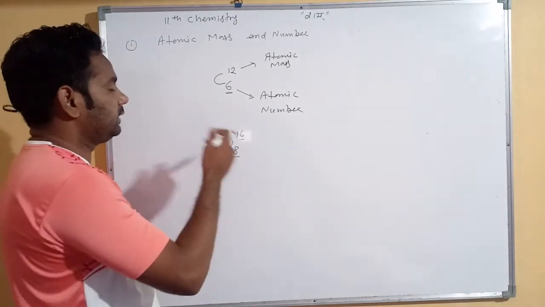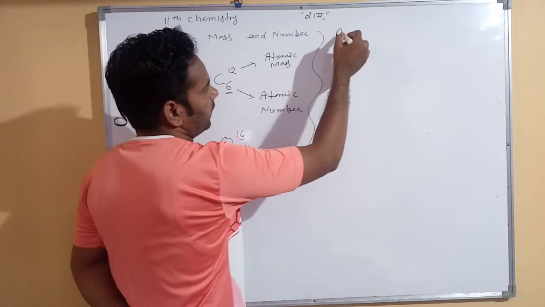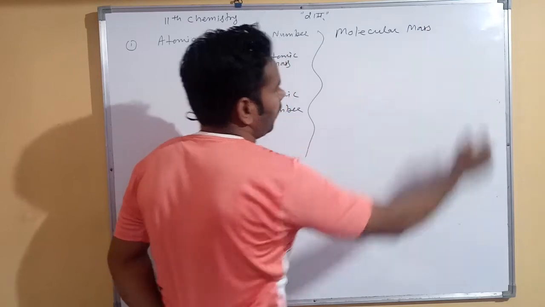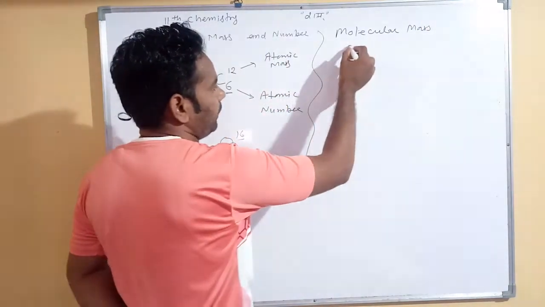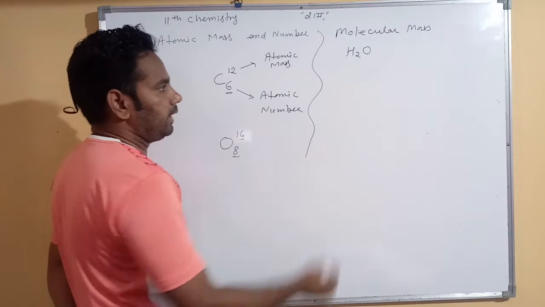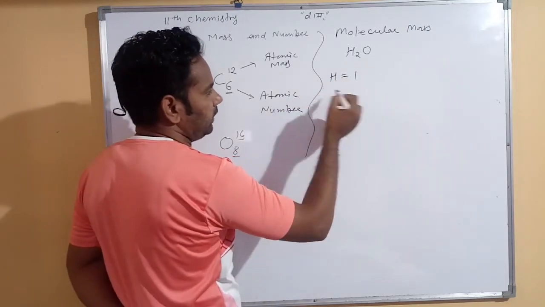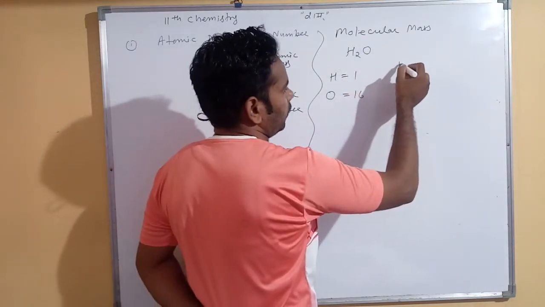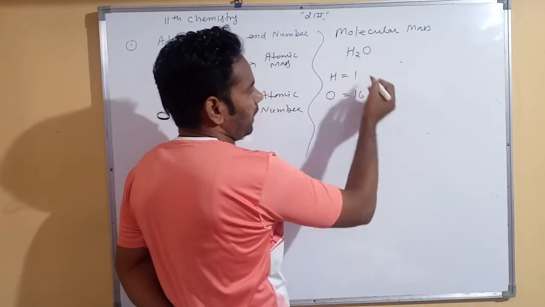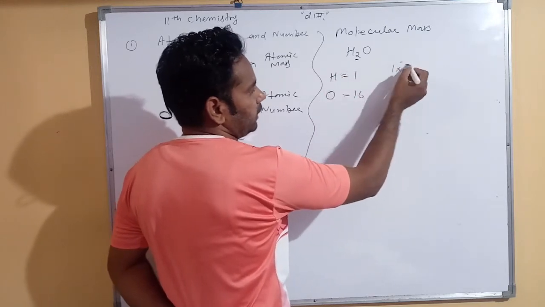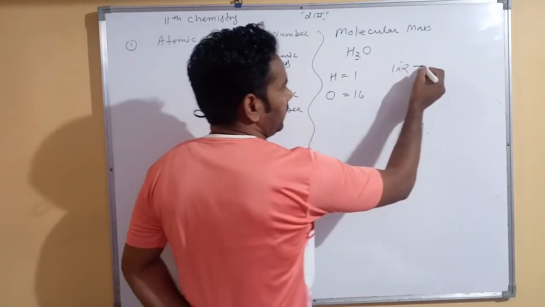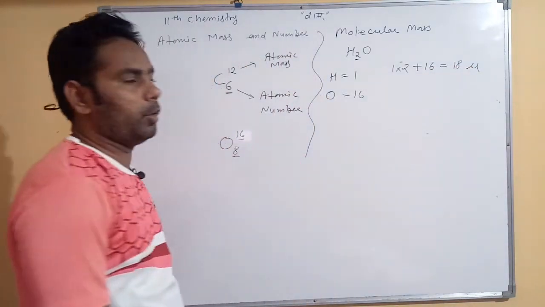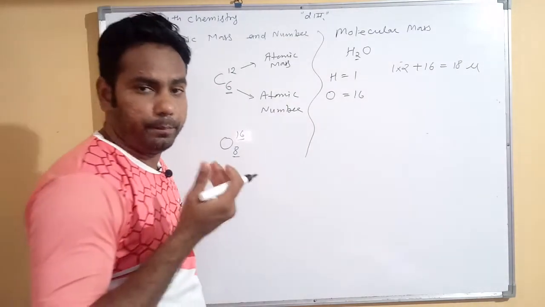According to this we calculate the molecular mass of any compound. Suppose I take one example, the H2O molecule. We know the atomic mass of hydrogen is 1 and oxygen is 16. So we calculate molecular mass on the basis of atomic mass: 1 into 2, because we have two hydrogens, then plus 16, so it is 18 mu. Mu is a unit of molecular mass, called unified mass.